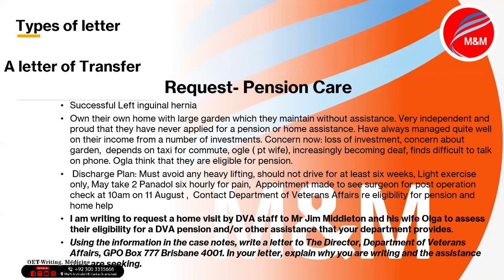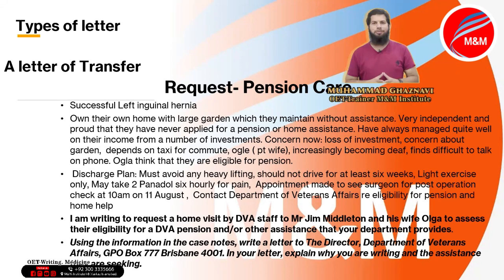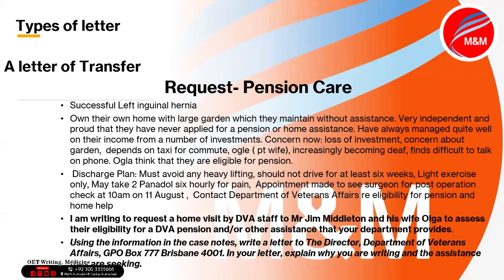We can also write it down in this way. I'm writing to request a home visit, or we can simply write down, I'm writing to request regarding Mr. and Mrs. XYZ who need to be evaluated for their eligibility of the pension and any other assistance which could be provided to them by the Department of Veteran Affairs. So as long as your main point is concerned, it has been discussed, right?